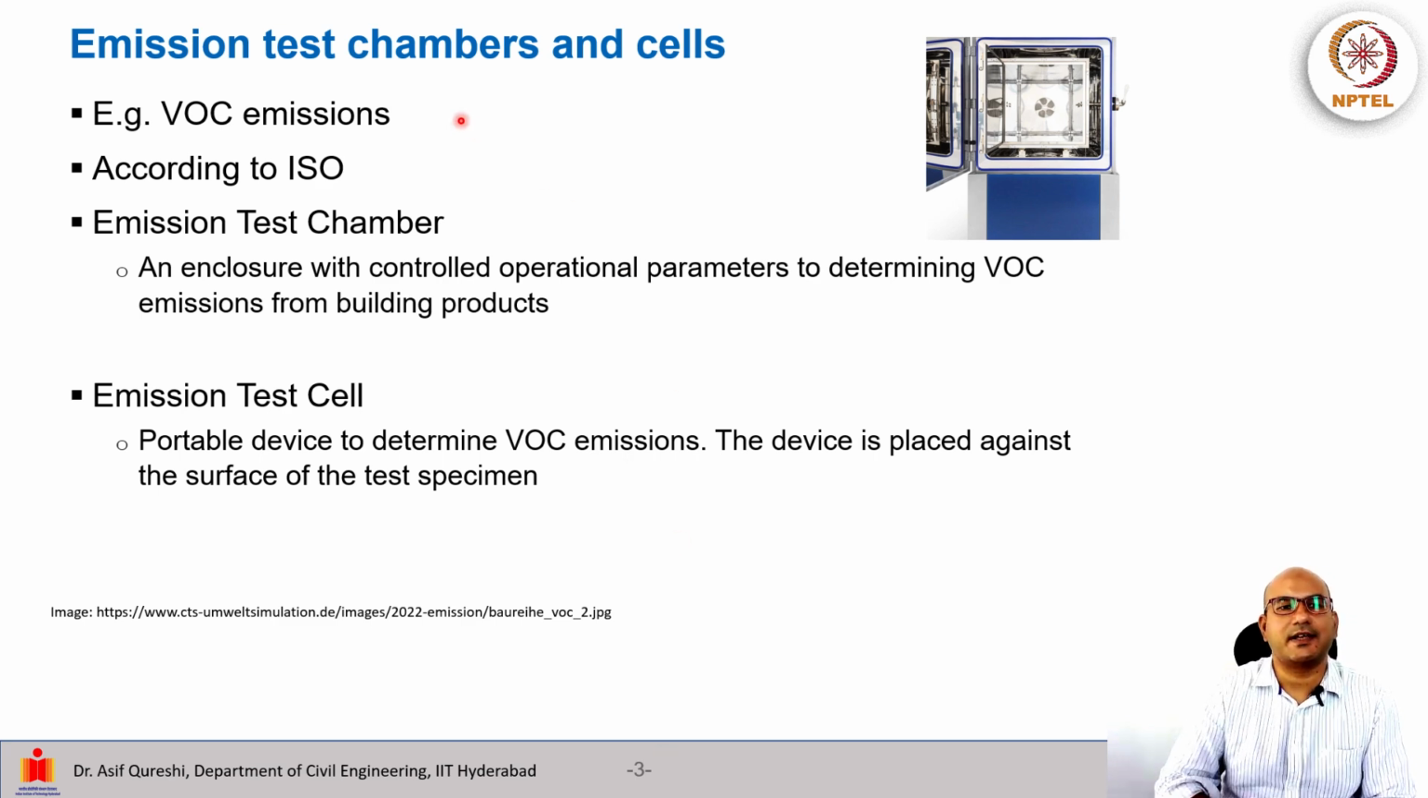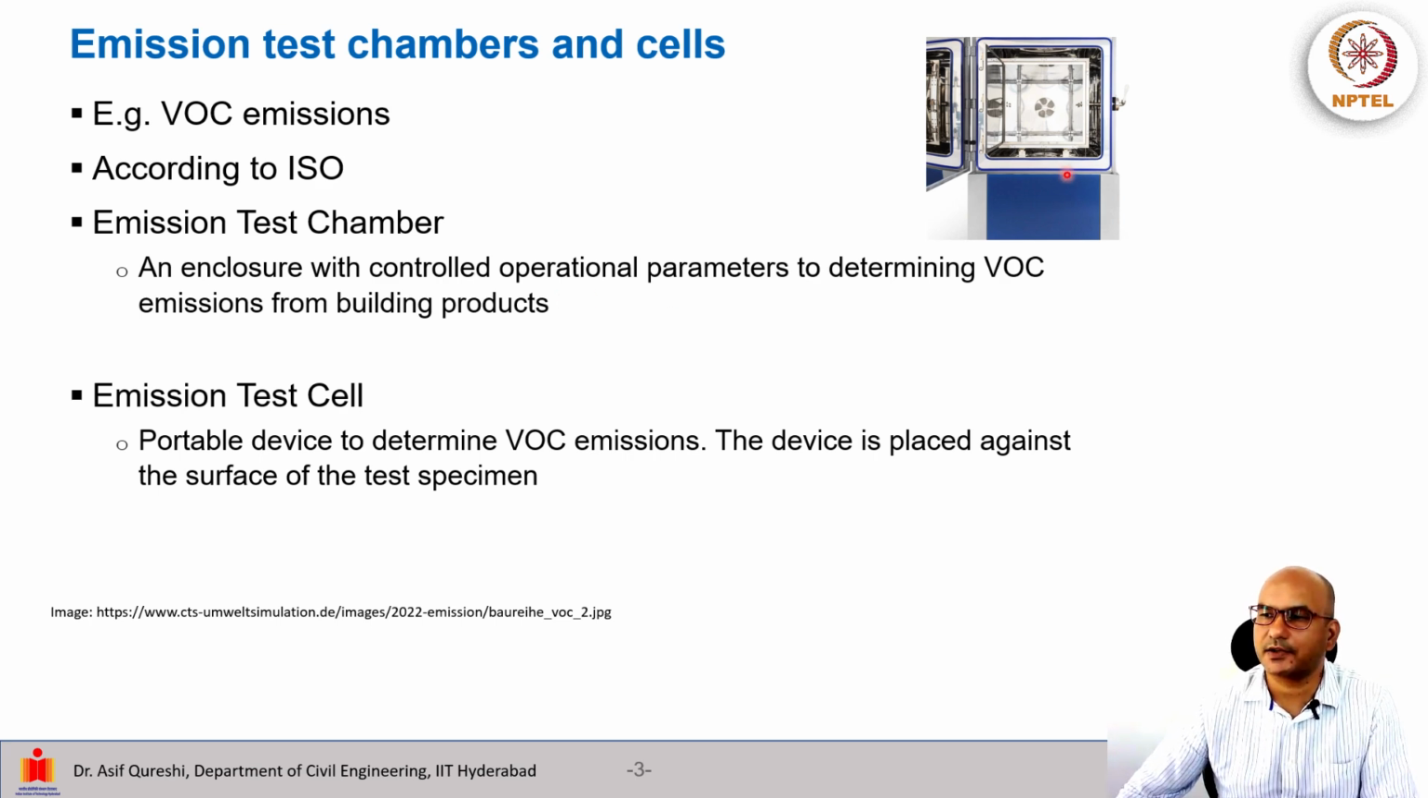So basic devices used are emission test chambers and emission test cells, and we will cover the example of VOC emissions. So according to the International Organization for Standardization, we can define an emission test chamber as an enclosure where we can control the operational parameters.